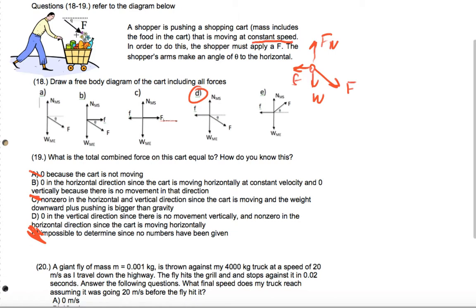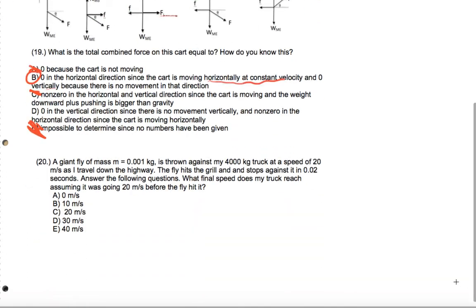Well, we know that it is moving horizontally at constant velocity in the horizontal direction, and it's not moving vertically, so that leaves us choice B as the correct answer. Choice D seems like it's right, but the problem is moving horizontally means it can accelerate, so it's not as clear. Choice B is the best and clearest answer.